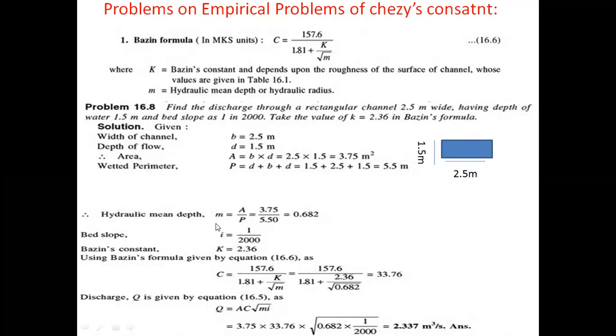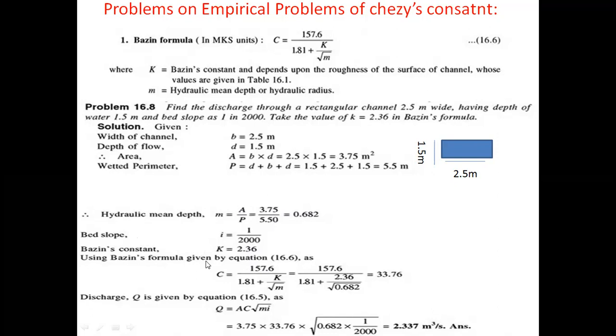Now hydraulic mean depth M equals A by P, the area of the channel by the perimeter of the channel. A value is 3.75 by P value 5.50. The final result, hydraulic mean depth M equals 0.682. Bed slope of the channel is already given as 1 by 2000. K value, Bazin's constant, is already given as 2.36.